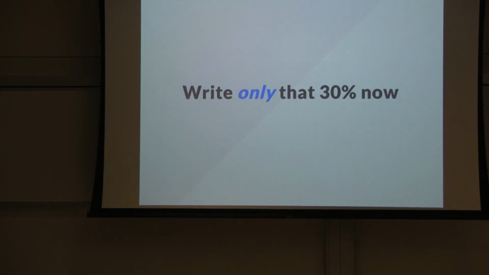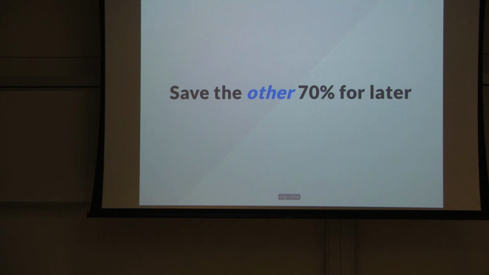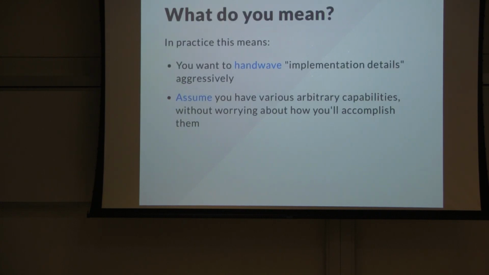So the point here is, what if we could write only that 30% now, and save the other 70% for later, after we've got the high-level design figured out? We want the ability to hand wave all the implementation details. I don't really care what it means to save this user off to persistence. I don't really care what it means to fetch this piece of data from some external domain service. We just assume that we have these capabilities without worrying about how we're actually going to accomplish those things.